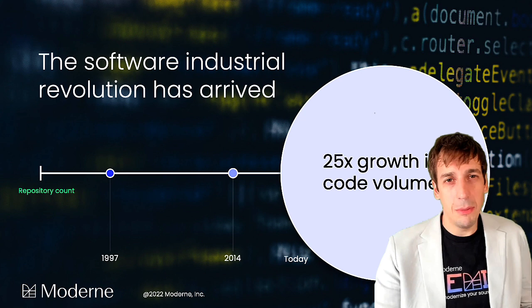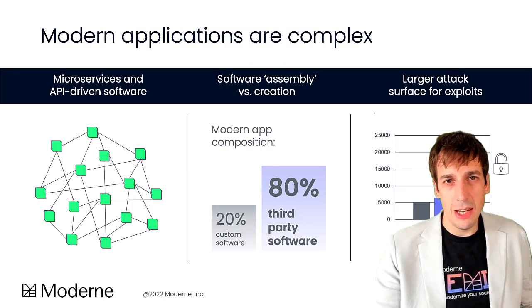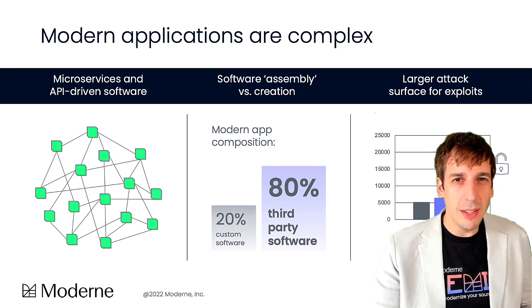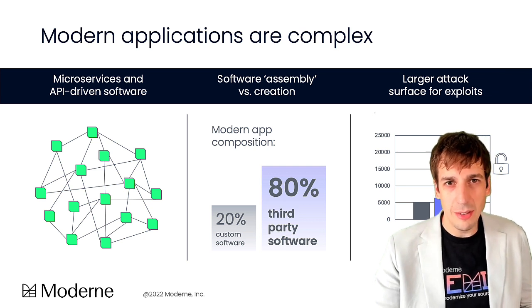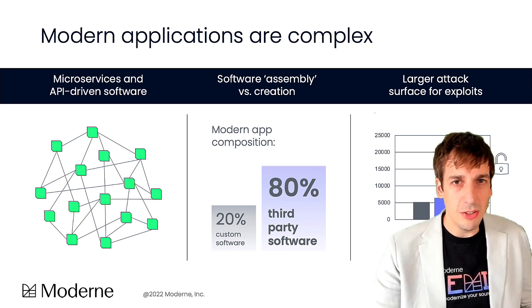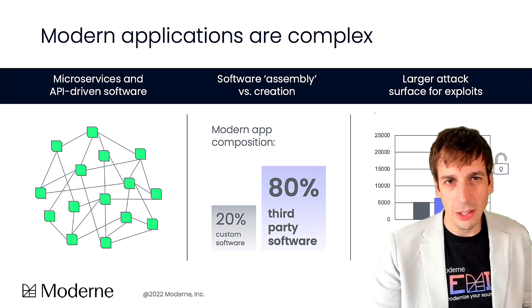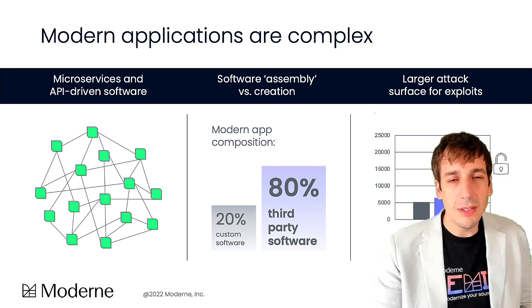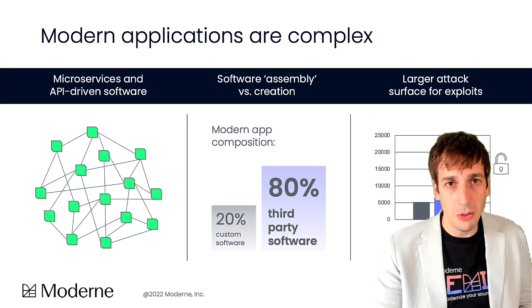And this has happened because modern application development has actually changed. We assemble software more than we build it. It's 80% open source and third-party components, and we stitch that together with 20% glue code that assembles some customer experience. It means that we can build applications and build new business value and customer experiences very quickly.